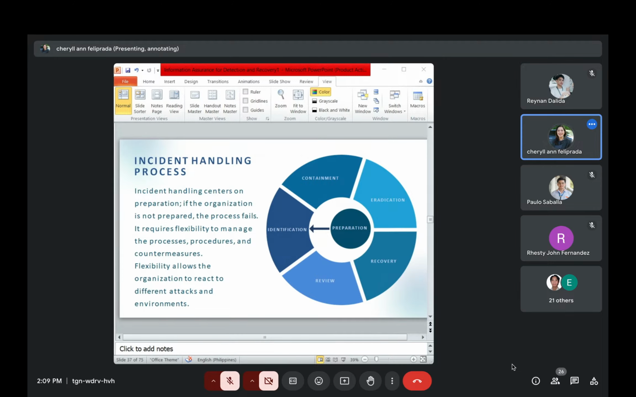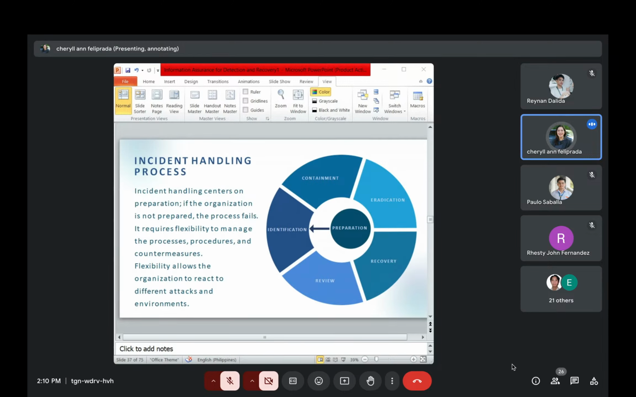Next is recovery. The recovery phase brings a system back into operation. Systems should be recovered from good backups and baseline configuration. These documents, configurations, and procedures should be part of the organization's business continuity plan.